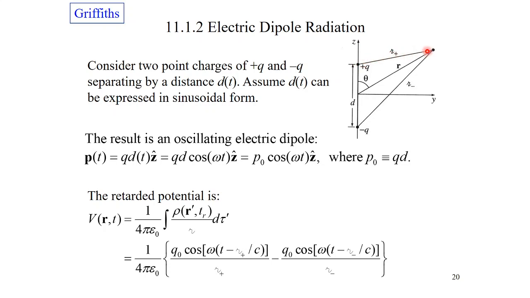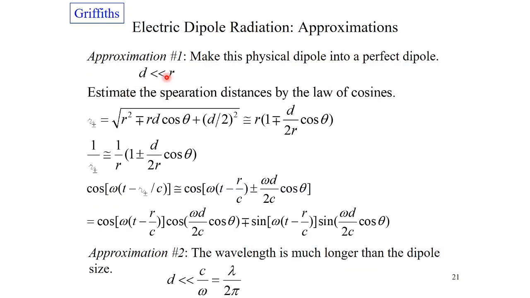Propagating from here to here takes time, so the observer sees a little before. And r plus is one separation, r minus is the other separation. Because we have charge plus and charge minus, we have a minus sign. And then we will have the first approximation. Approximation number 1: make this physical dipole into a perfect dipole, d much smaller than r, outside the source. And outside the source, we can simplify the separation r plus and r minus into this form.